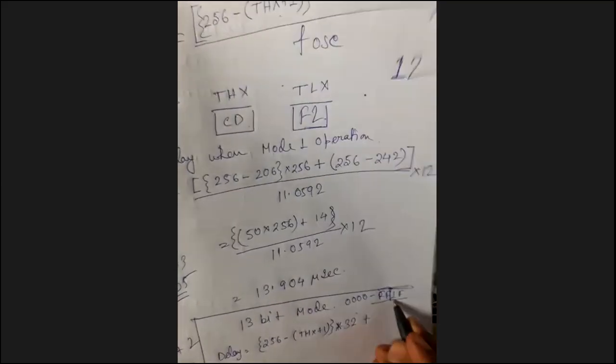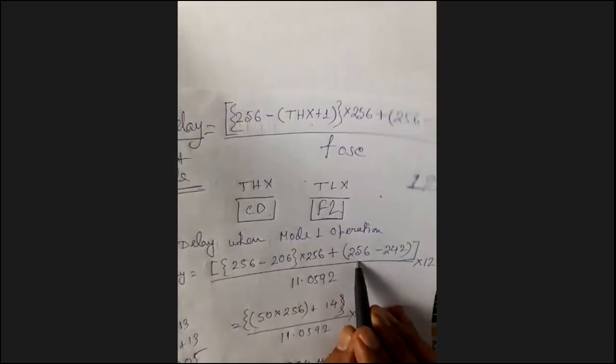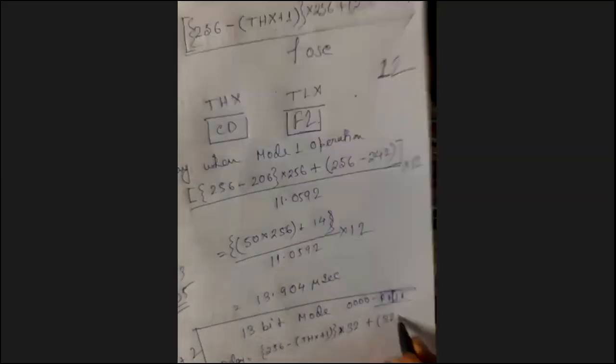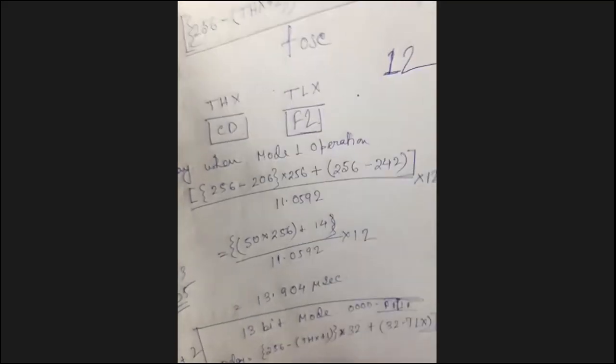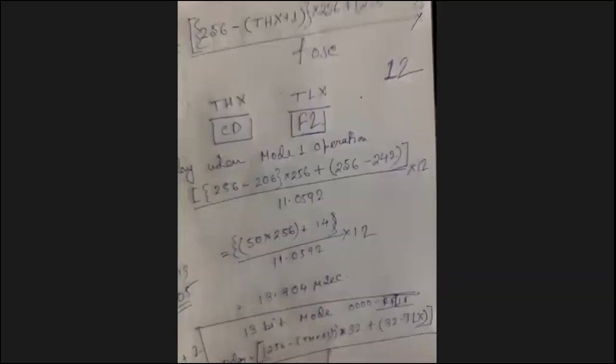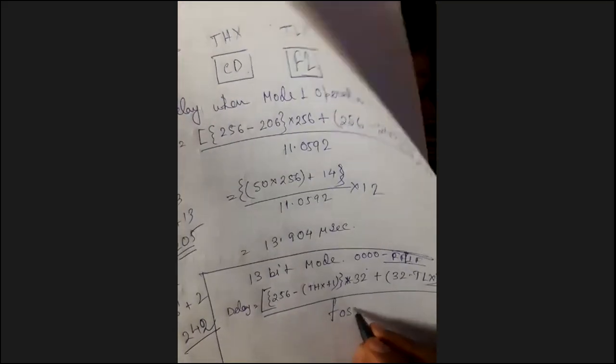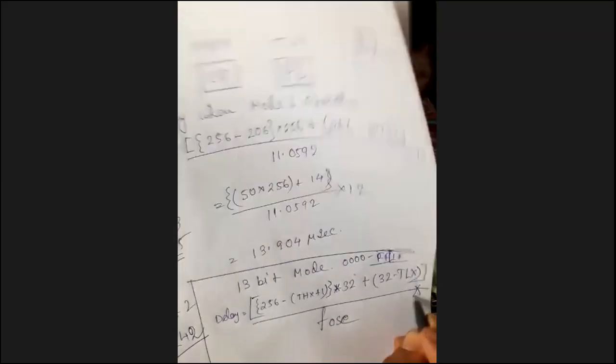Plus, the lower maximum is 32, unlike the earlier case where it was FF, which is 256. So this will be 32 minus TLX, divided by FOSC, and that will be multiplied by 12.